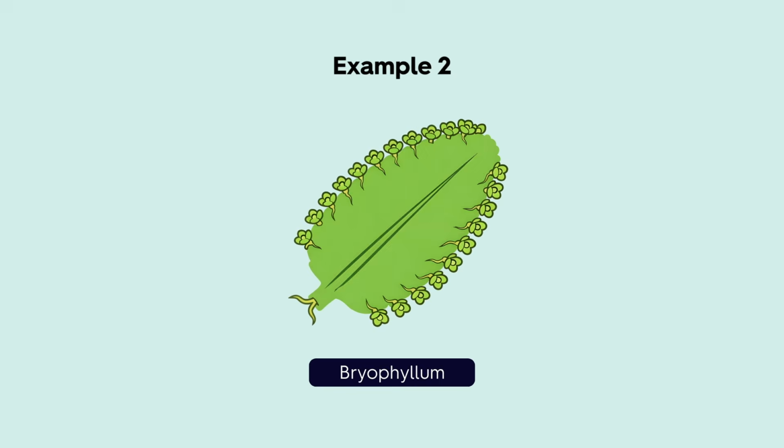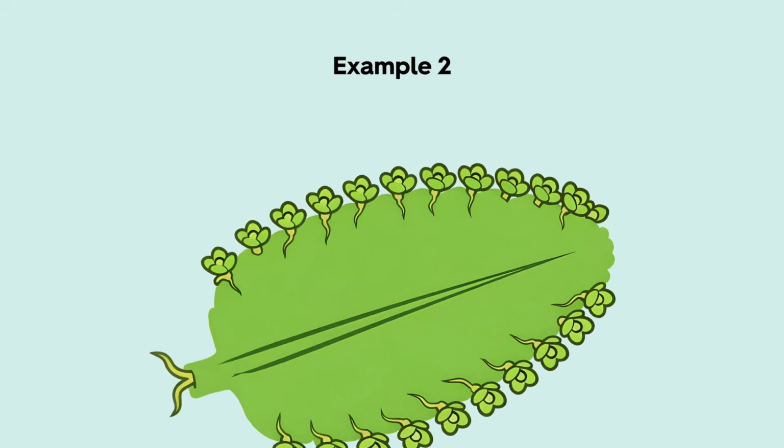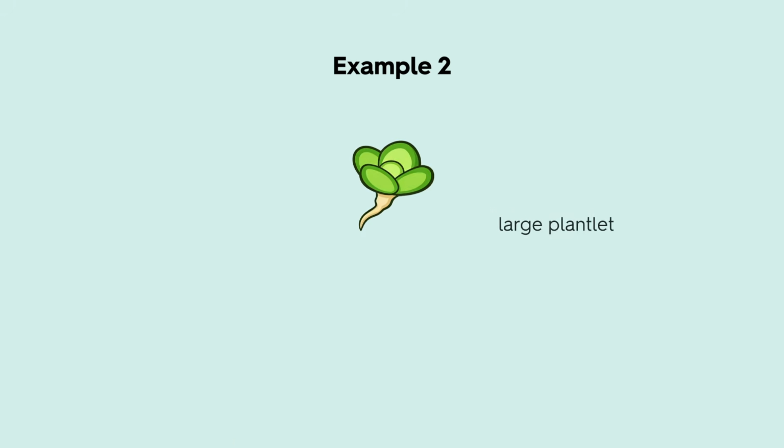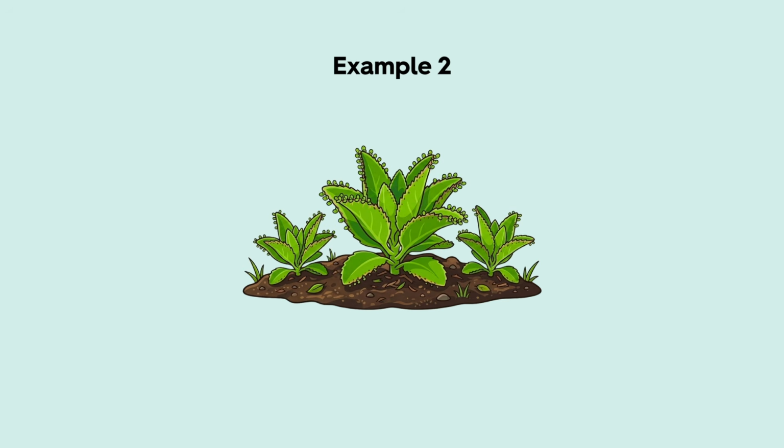Leaves can do this too. Another classic example is bryophyllum. Along the edges of its leaves, tiny plantlets can form. Once they're large enough, they can drop off, land on soil, take root, and grow into independent plants. In this case, the leaf is doing the reproduction job. And this doesn't just happen one way.